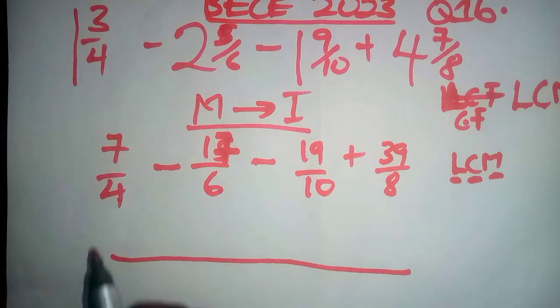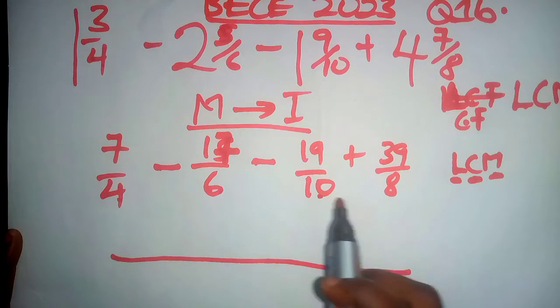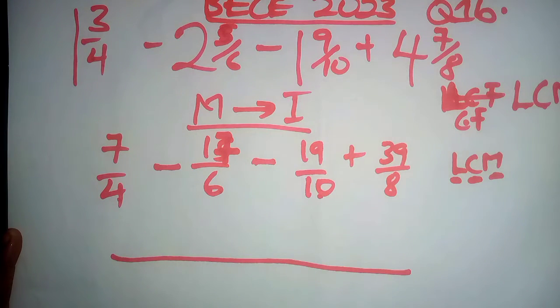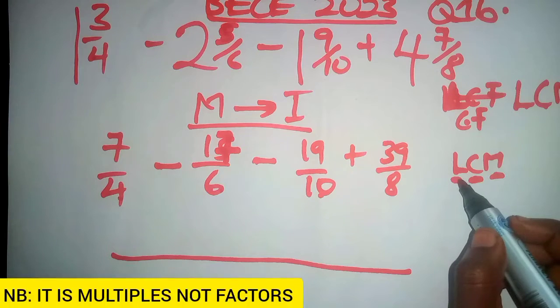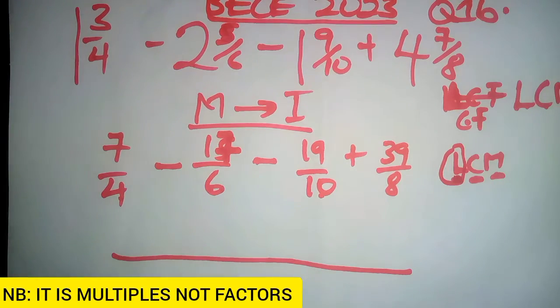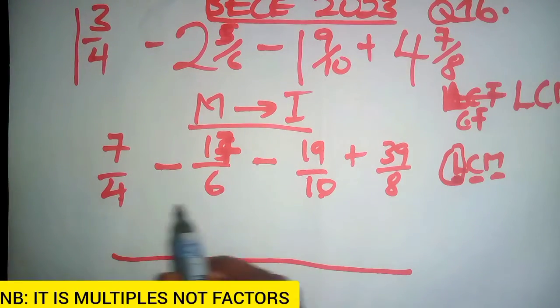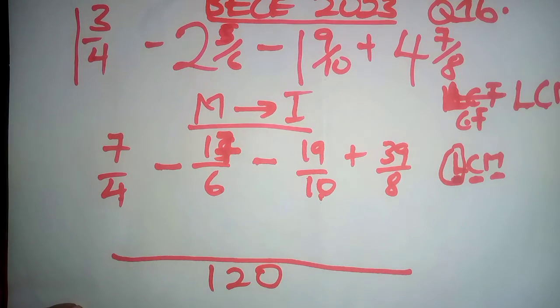Now if we take 4 and write the multiples of 4, multiples of 6, multiples of 10, multiples of 8, from there we are going to choose the common multiples among these, right? And then the next thing for us to do is to choose the lowest one. In this case, the lowest common multiple of 4, 6, 10, and 8 is just 120.